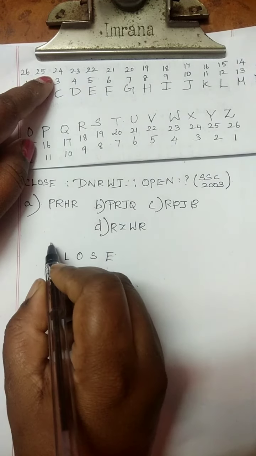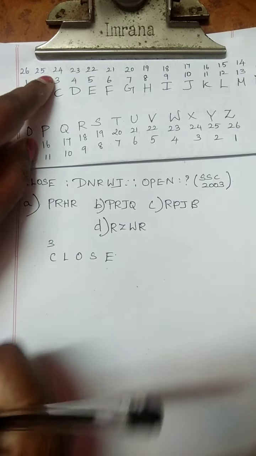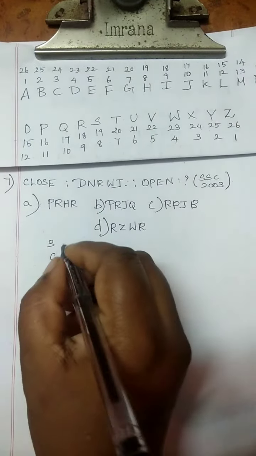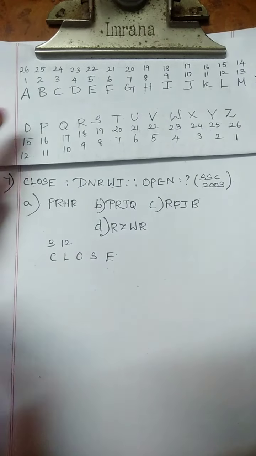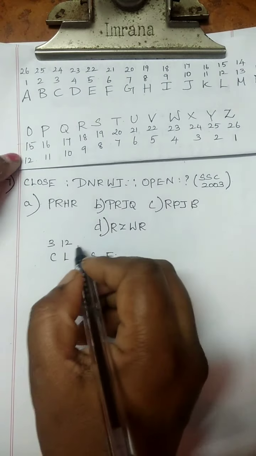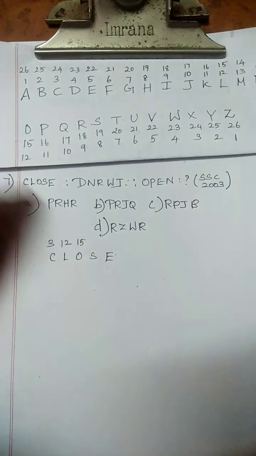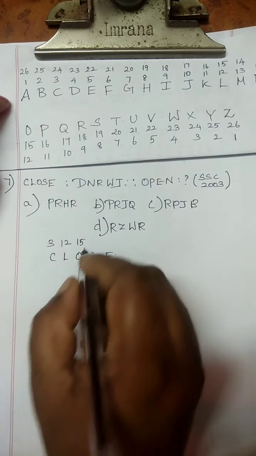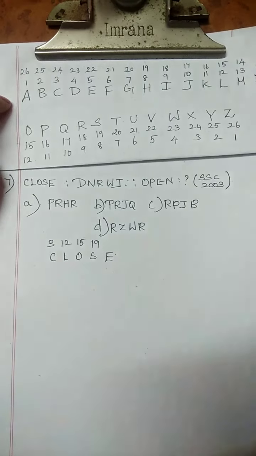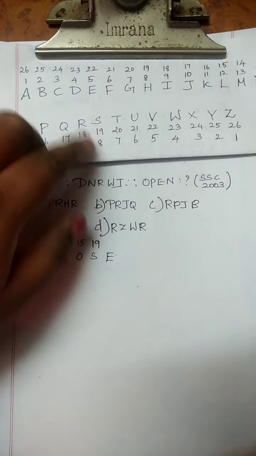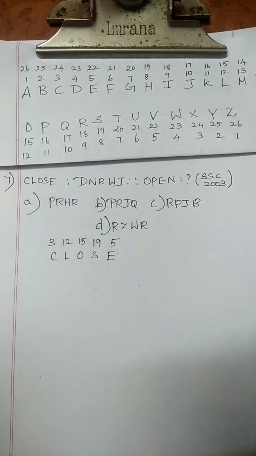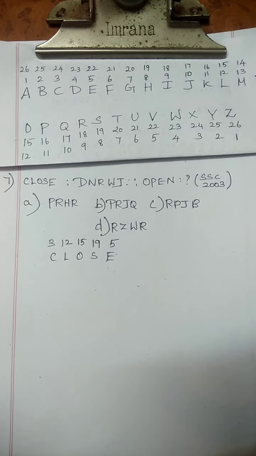So C is 3. And what's L? L is 12. Then O is 15, and then S is 19. In alphabetical order only I am numbering the letters. E is 5. Okay, we have numbered the letters.